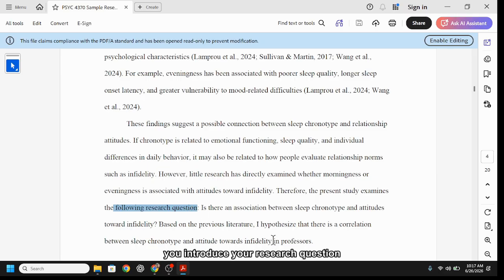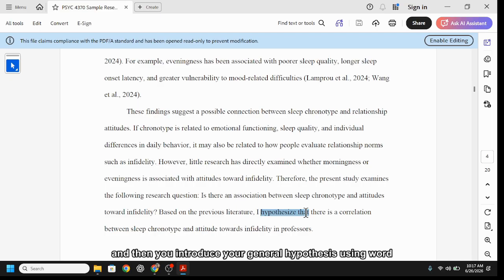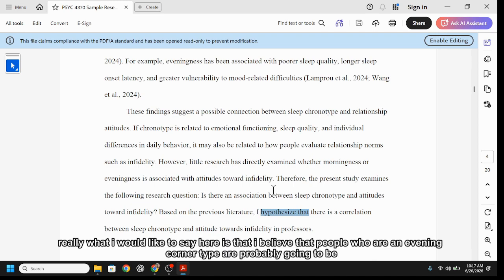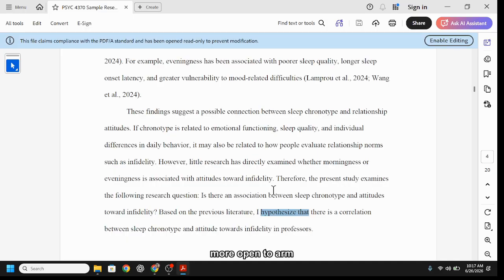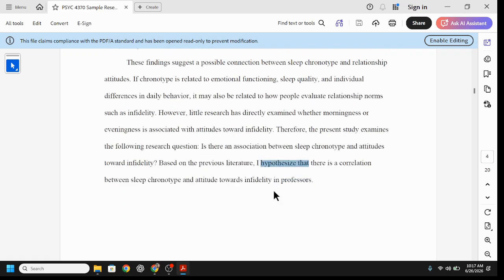You introduce your research question, and then you introduce your general hypothesis using words. So I said, based on the previous literature, I hypothesize that there is a correlation between sleep chronotype and attitude towards infidelity in professors. And really what I would like to say here is that I believe that people who are an evening chronotype are probably going to be more open to infidelity, because there is an actual precedent for that with regard to night owls.